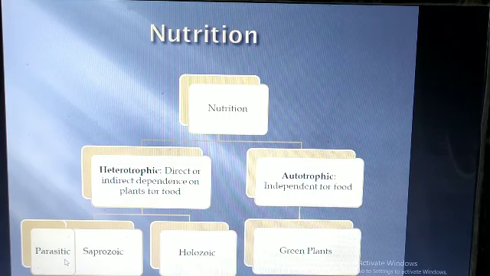We will deal with how many kinds of parasites there are. Generally, parasites are classified based on how they take food, whether they take it from outside the living thing.